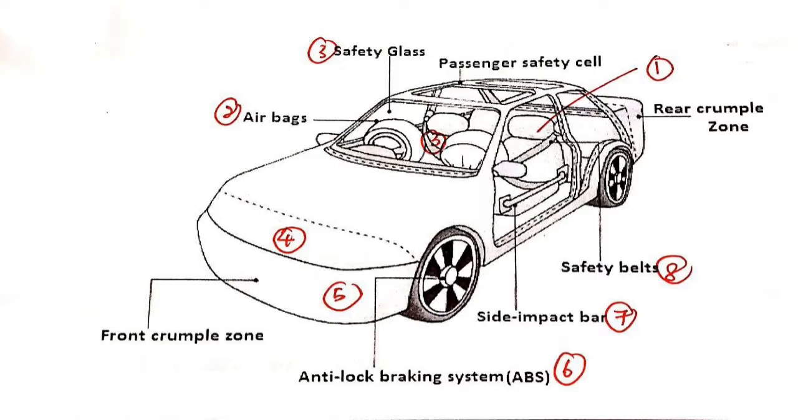So this one is a function for the airbag, talking about impulsive force. Okay, the next one should be the seat belt. Seat belt is number 8 in your diagram. Seat belt is talking about the inertia.